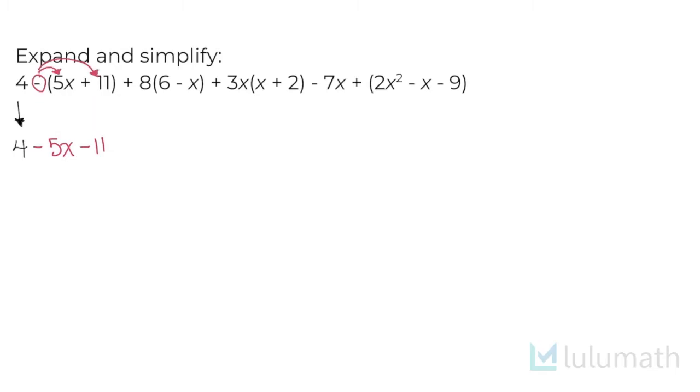Okay, so with that being said, we're done distributing the negative through here. Now I have a +8, and see how this is stuck to the brackets? This is saying 8 times the 6 minus x, which means that I have to distribute the 8 through here.